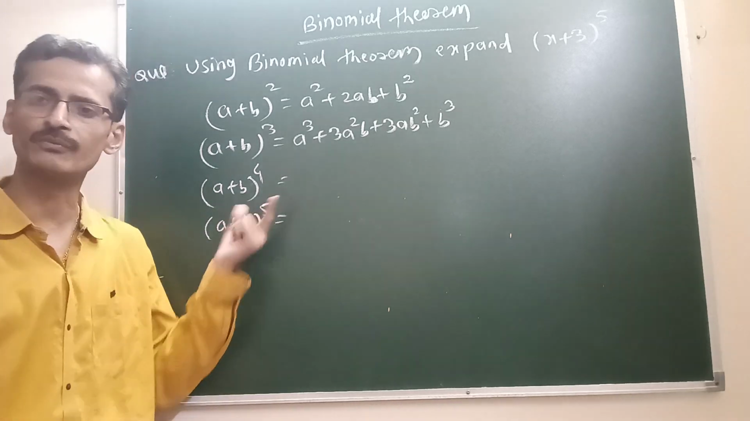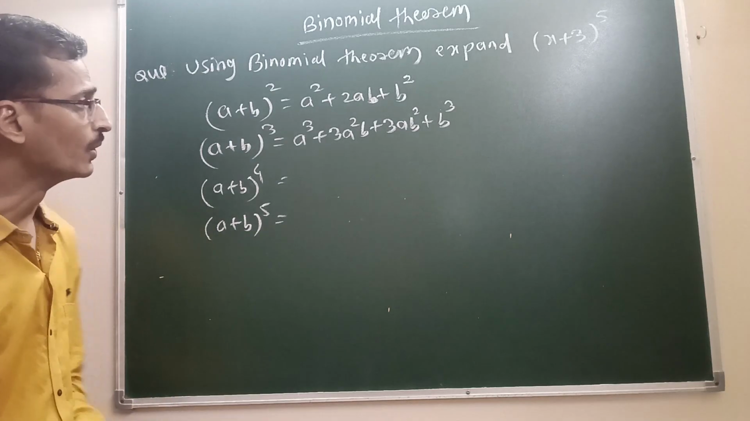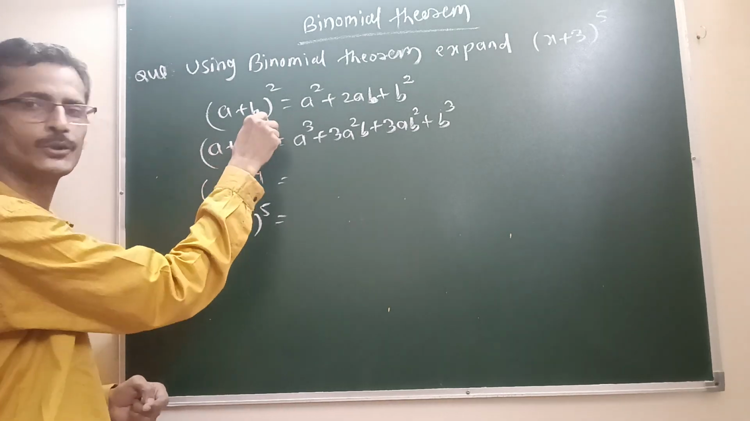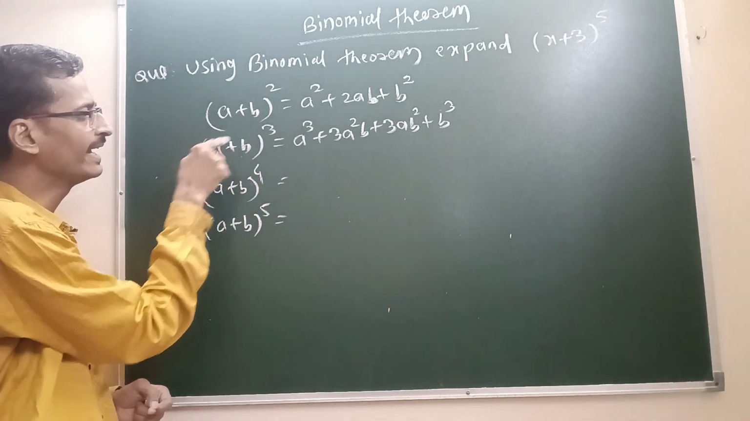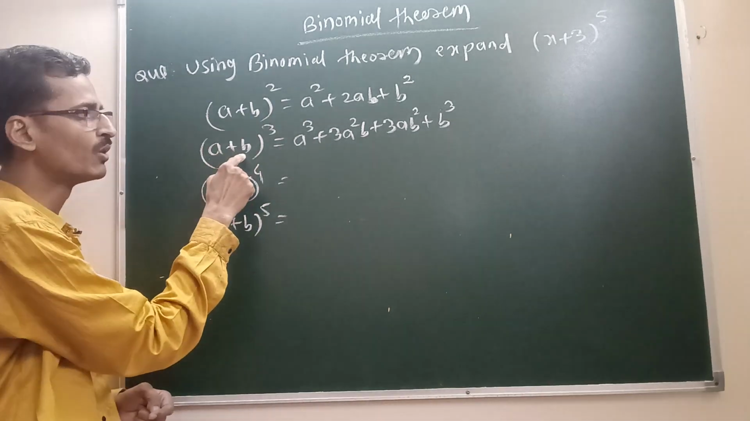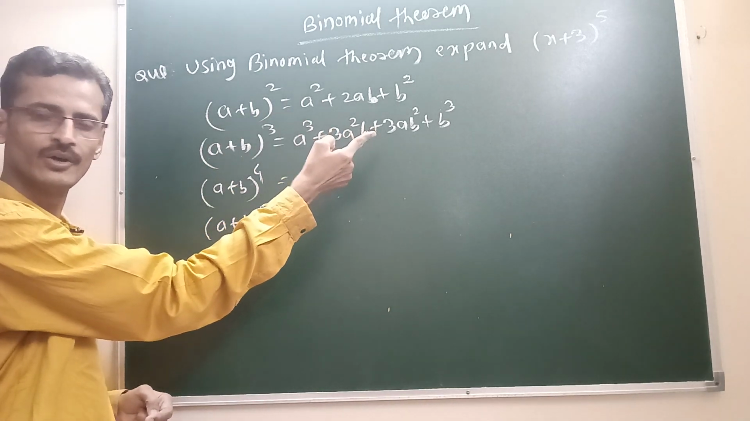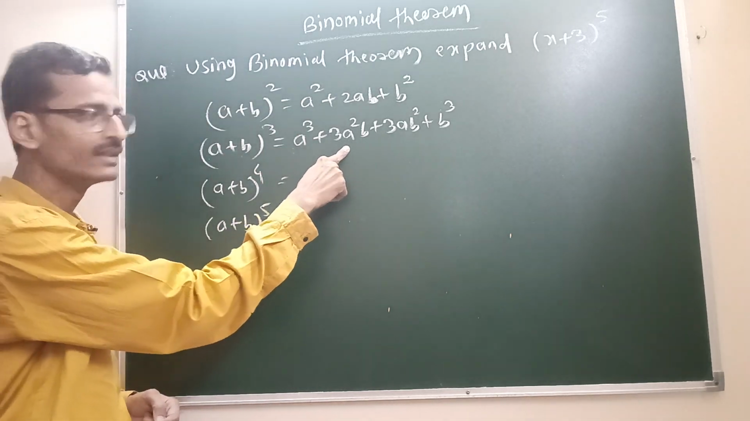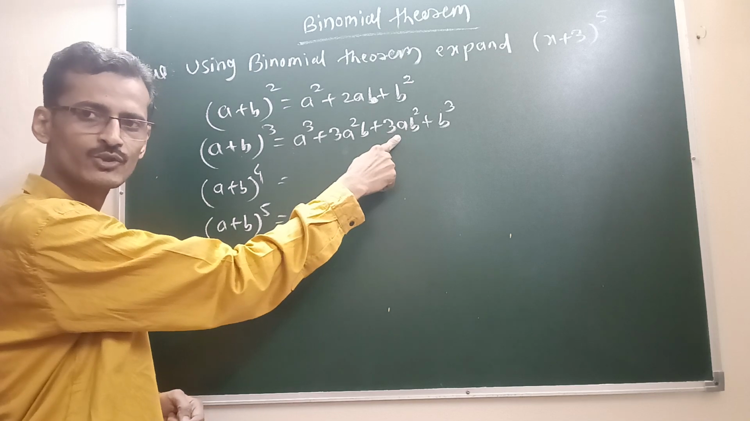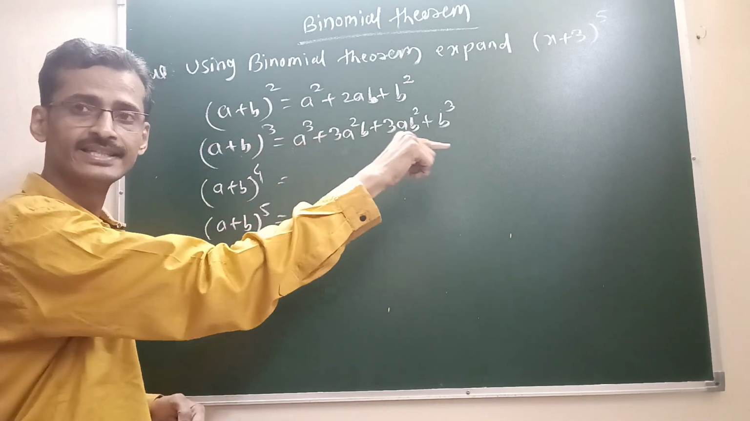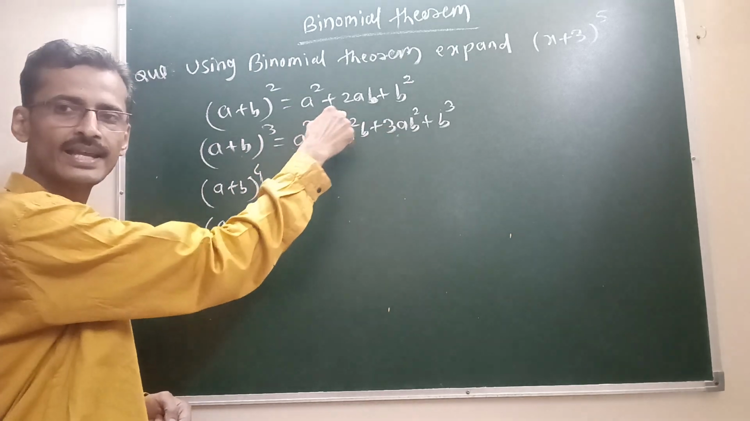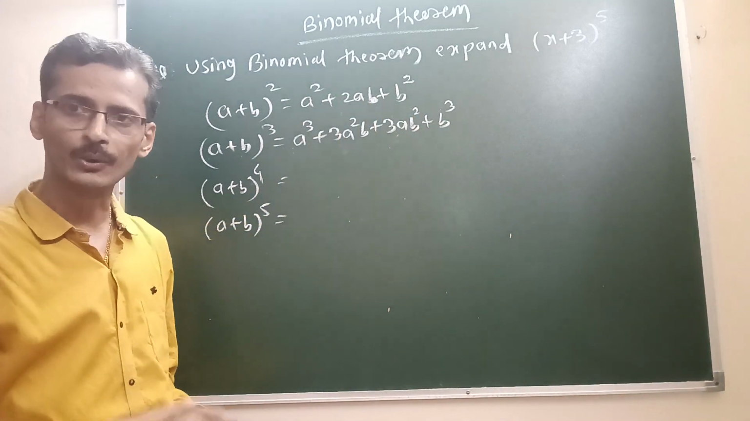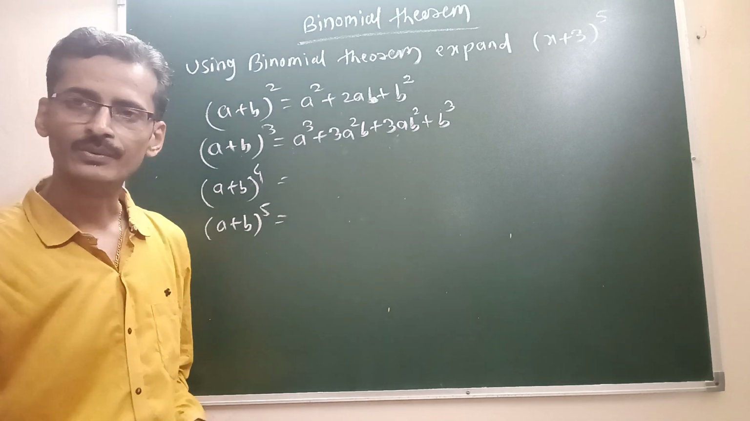So (a + b) raised to 5, similar to that. So first observe these two. In (a + b) whole cubed, the first term is what? A cubed. And the last term is what? B cubed. Then in the second term a cubed becomes a squared. Then next is a, that means a raised to 1. That means a is decreasing: a cubed, a squared, a raised to 1, and there is no a, that means we can say a raised to 0. So 3, 2, 1, 0.